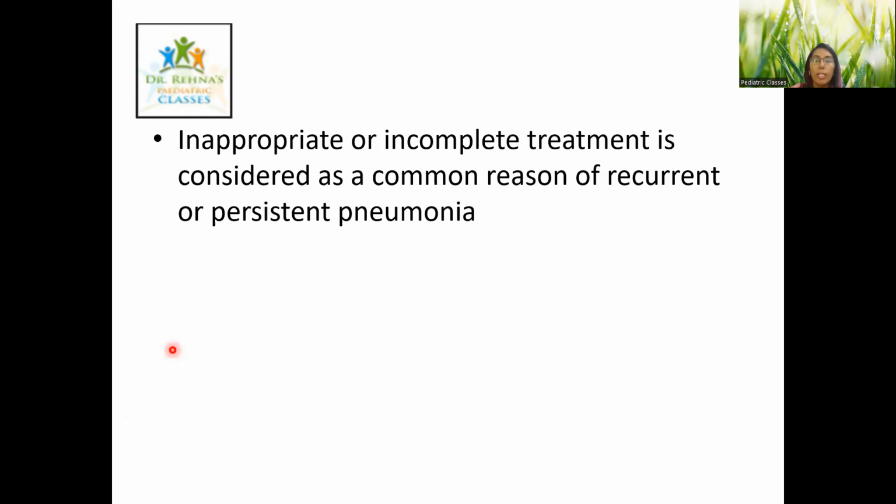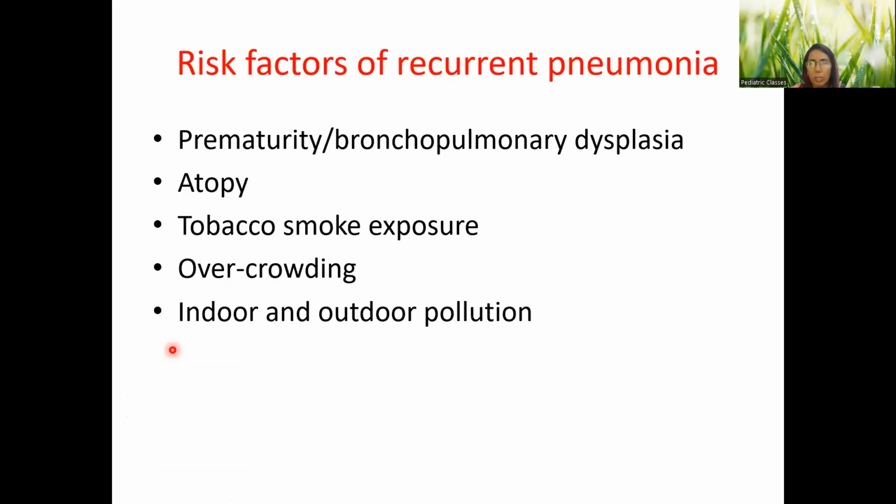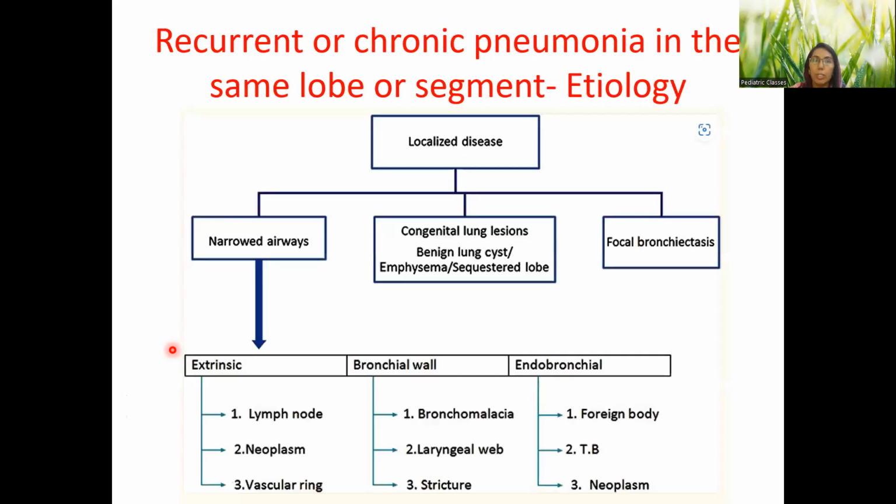Okay, now what are the risk factors of recurrent pneumonia? The most general risk factors are prematurity or bronchopulmonary dysplasia, atopy, tobacco smoke exposure, overcrowding, indoor and outdoor pollution, etc. There are two types of recurrent pneumonia. One is recurrent pneumonia affecting the same lobe again and again. Another is recurrent pneumonia in different lobes, affecting multiple lobes.